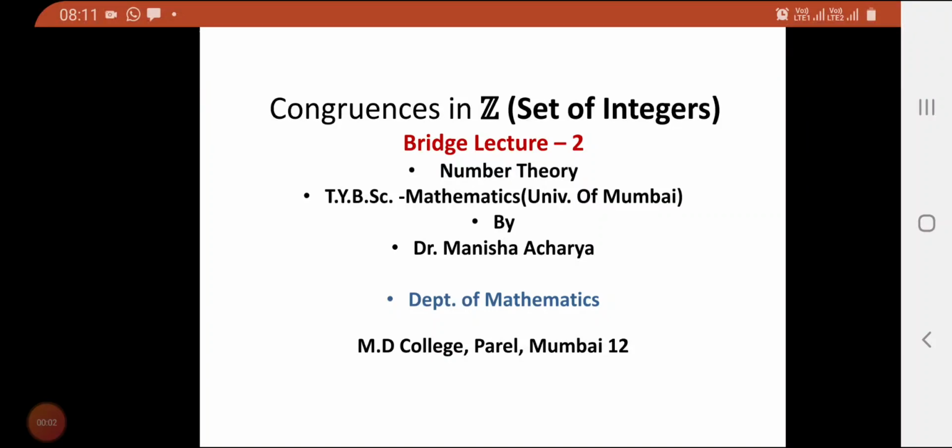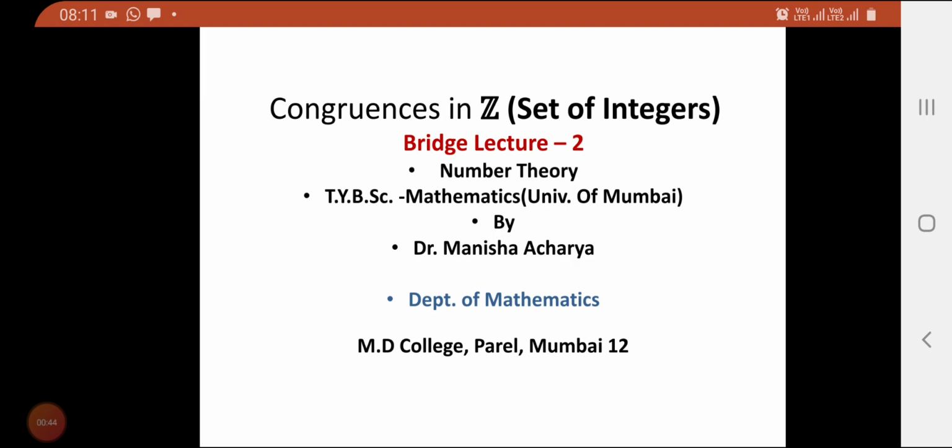Hello students, this is bridge lecture 2 for the number theory course on the topic congruences. I want you to go through bridge lecture 1 before studying this bridge lecture 2, because in bridge lecture 1 we have studied some of the basic properties of congruences, which you should recall before going to this bridge lecture 2. In bridge lecture 1, we have defined the definition of congruences. Let us recall it.